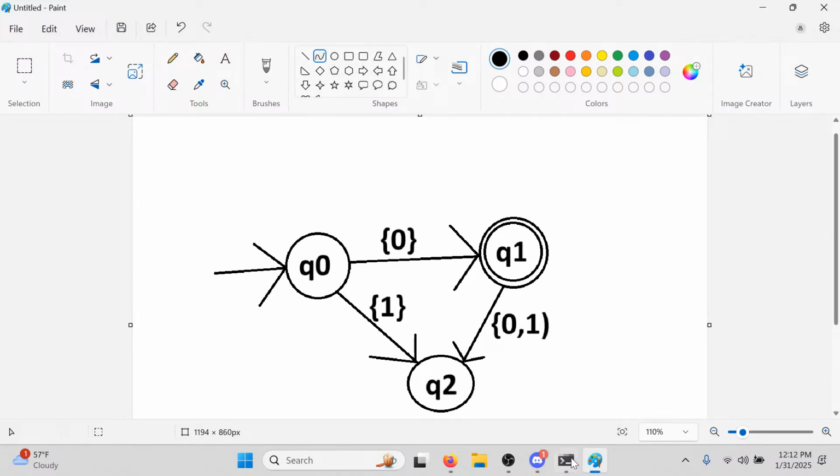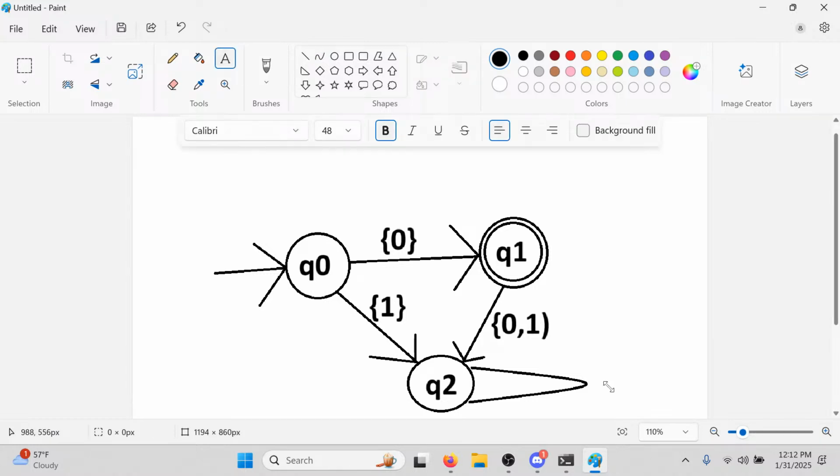And if we ever go to Q2, and I have the wrong paren on one of my edges there, I'm sorry. If we ever go to Q2, we will never accept. If we ever read a 1, we will never accept. If we read a second 0, we will never accept. But we don't actually need any of that.